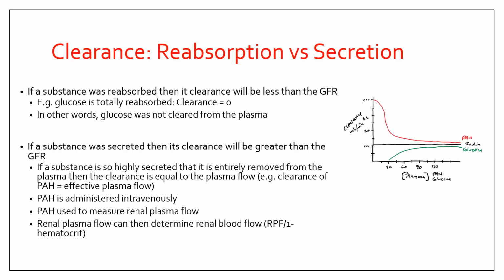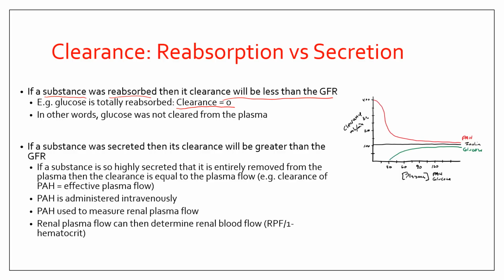But if you look here, if a substance was reabsorbed, then its clearance will be less than the GFR, as I just explained in the drawing. An example of that, since I didn't give you a specific example, would be something like glucose. We know glucose is 100% absorbed in the proximal convoluted tubule, and none of it ends up in the urine. So under those normal circumstances, the clearance of glucose is 0. In other words, we're not removing it from the blood at all. There's no volume that gets cleared of this particular substance.